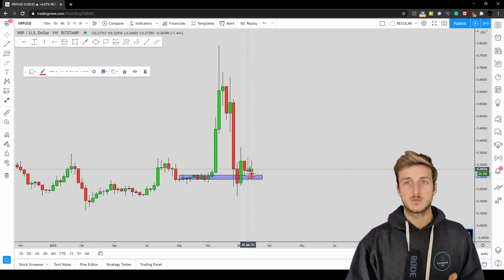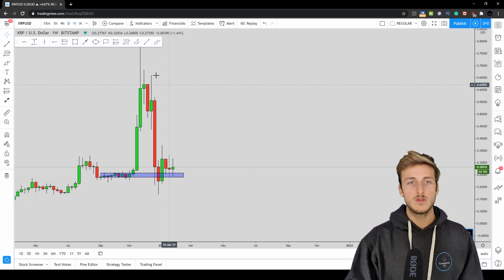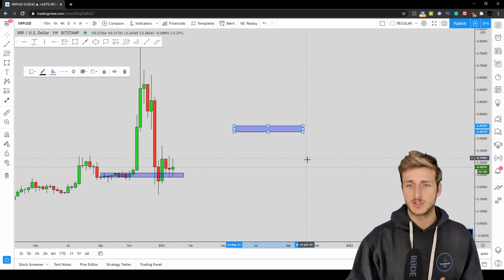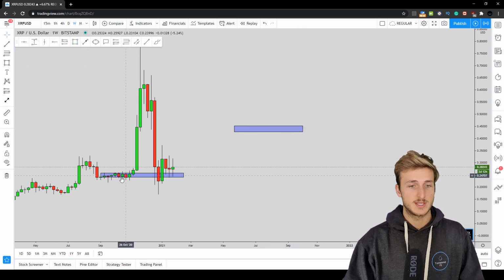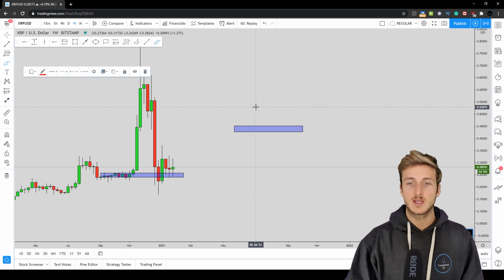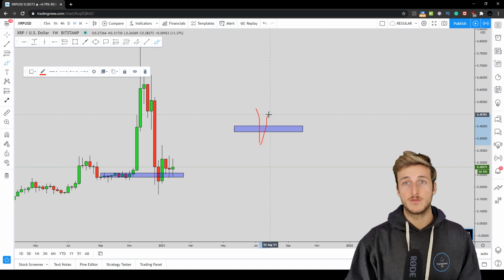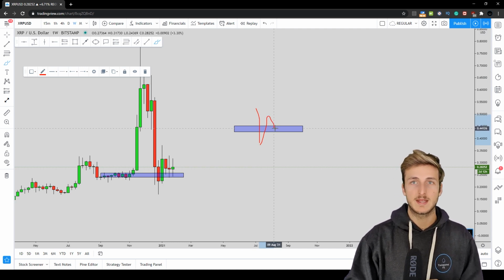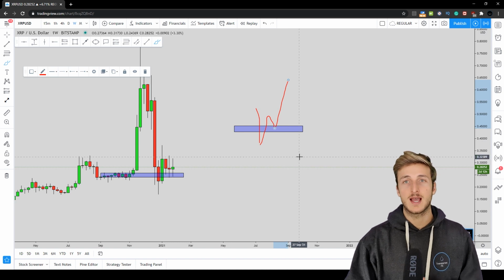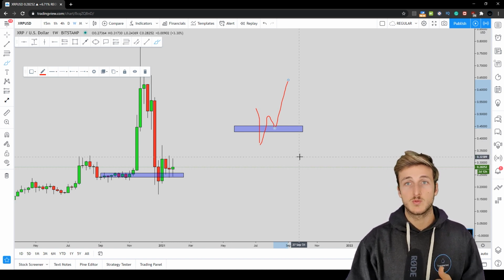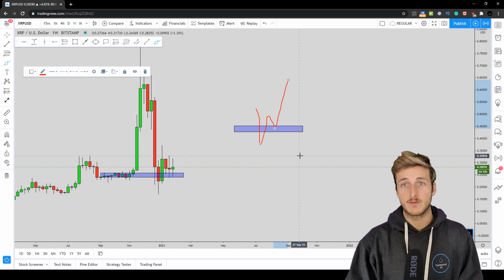Now, this is a textbook fake breakout. When you see a horizontal level of structure, in this case, the horizontal level of structure is this accumulation phase, and the market breaks below the area and then breaks back above and closes back above the zone, at that point, what you usually expect is for the market to retest this structure and create a rejection to the upside. This is what the market creates most of the time when it prints a fake breakout.